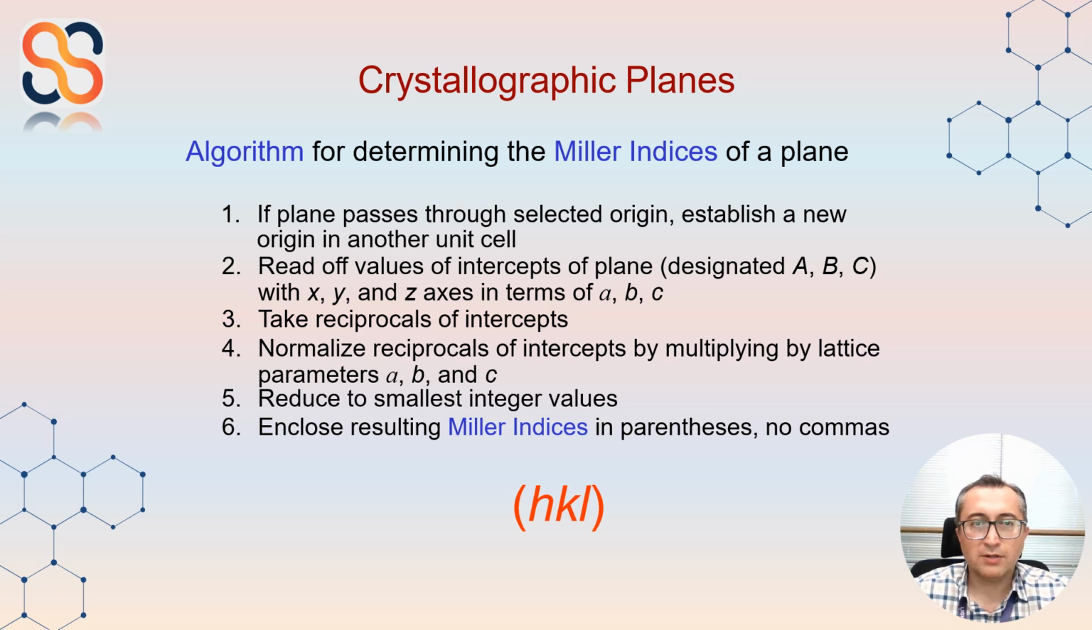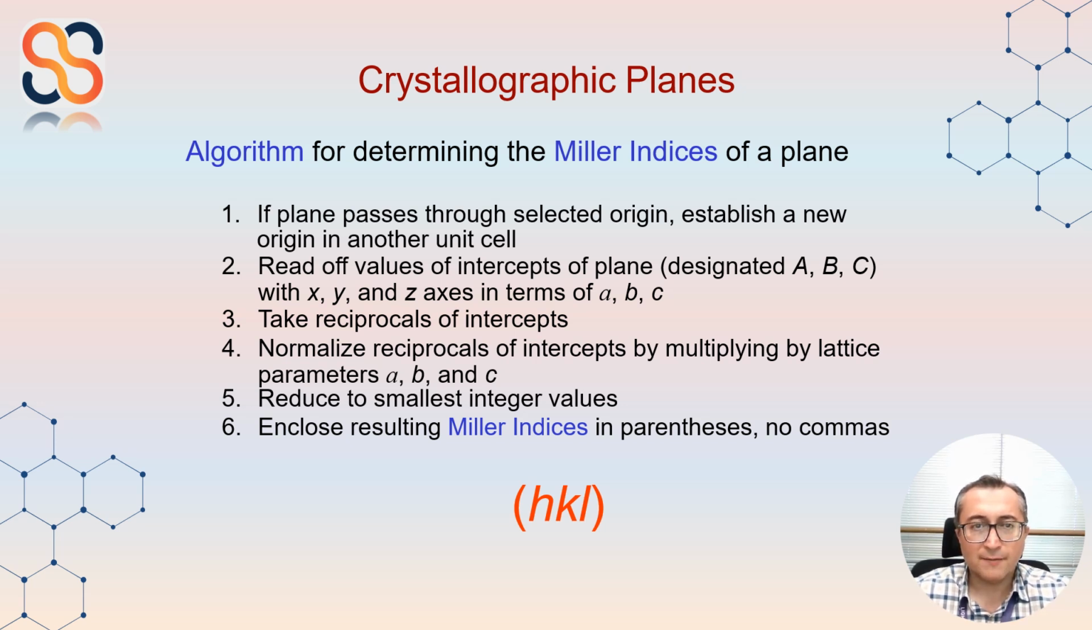Now let's explore crystallographic planes, Miller indices definition. Miller indices are a notation system in crystallography for planes in a crystal lattice. They are expressed as h k l and help in identifying the orientation of a plane within a crystal structure. The algorithm for determining the Miller indices is this.